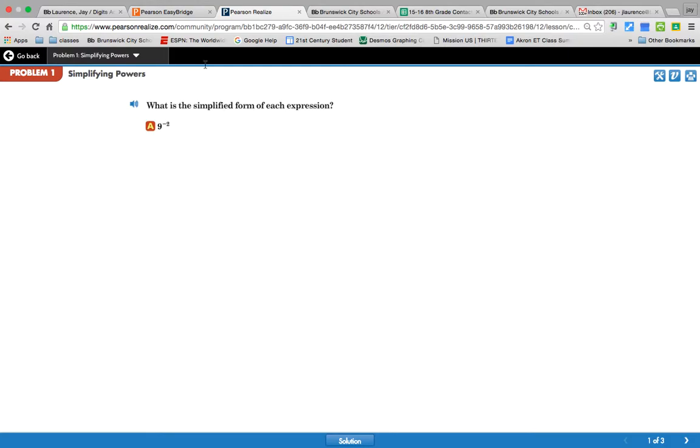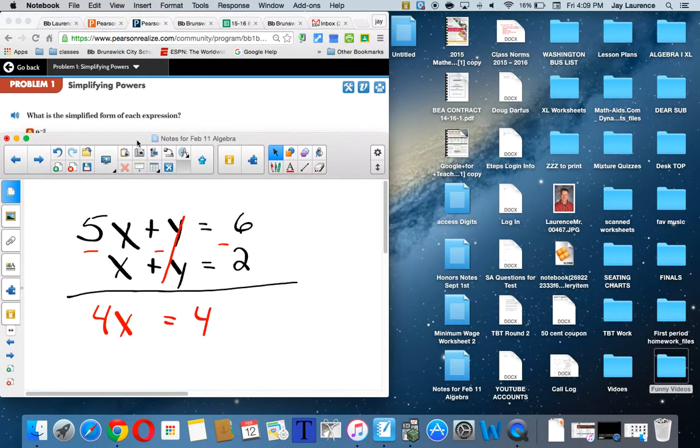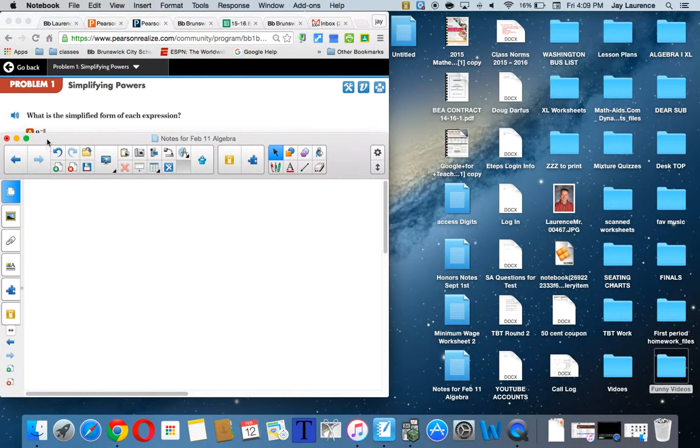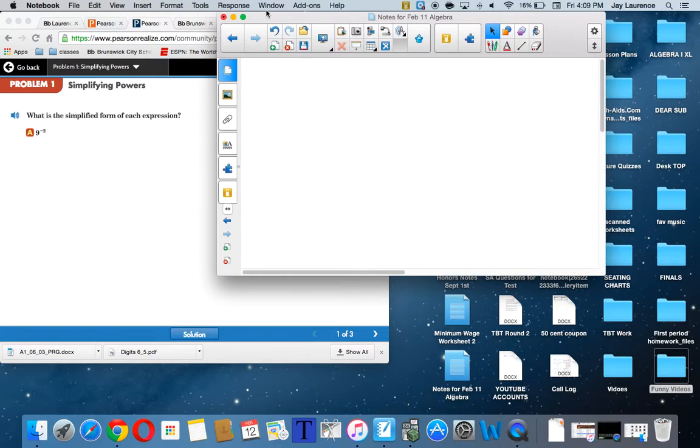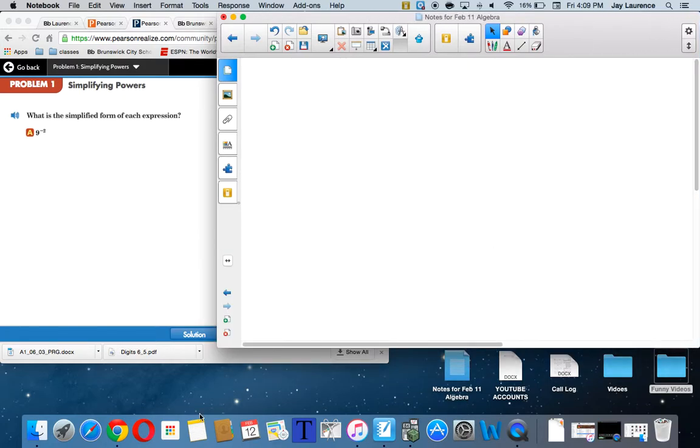Now, you see this problem here. It says, what is the simplified form of each expression? And I don't know if you can tell. Oh, it's not going to let me write here. Oh, fiddle faddle. I was going to do it in here, but I guess I can't. Let me open up my, like this, and maybe I can kind of cheat here. Okay. So it says, what is the simplified form of 9 to the negative second power?